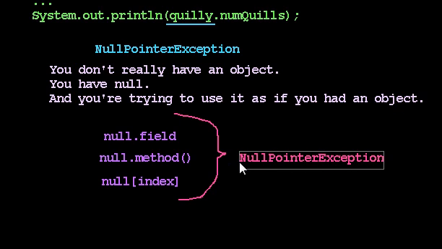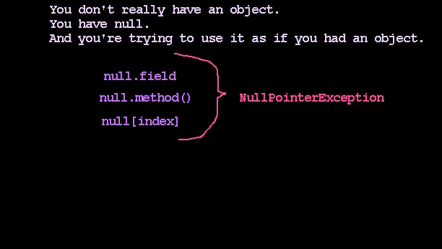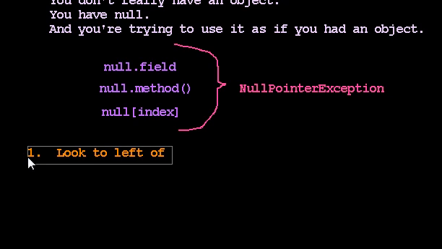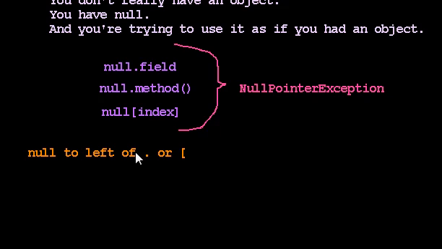That means when you see a null pointer exception, how do you fix it? First, you look for a dot. Actually, look to the left of a dot or an open bracket, because anywhere we have a dot or an open bracket, the thing to the left might be null. So look to the left. There's really only one rule: whatever is to the left is null.